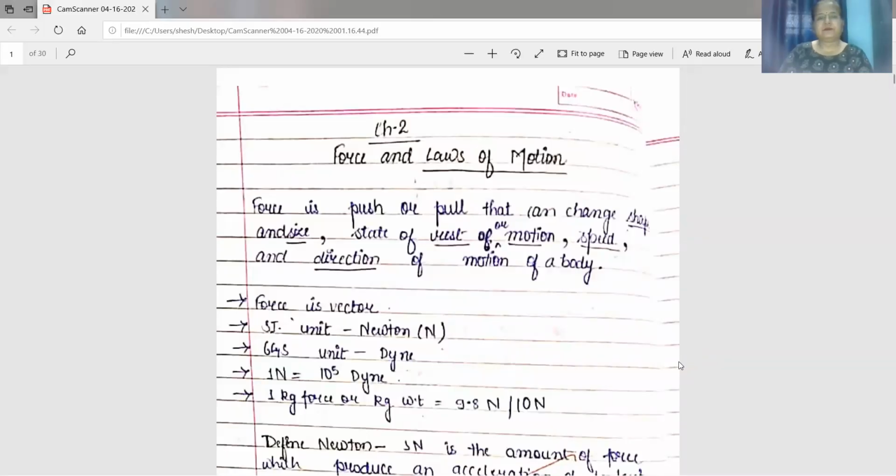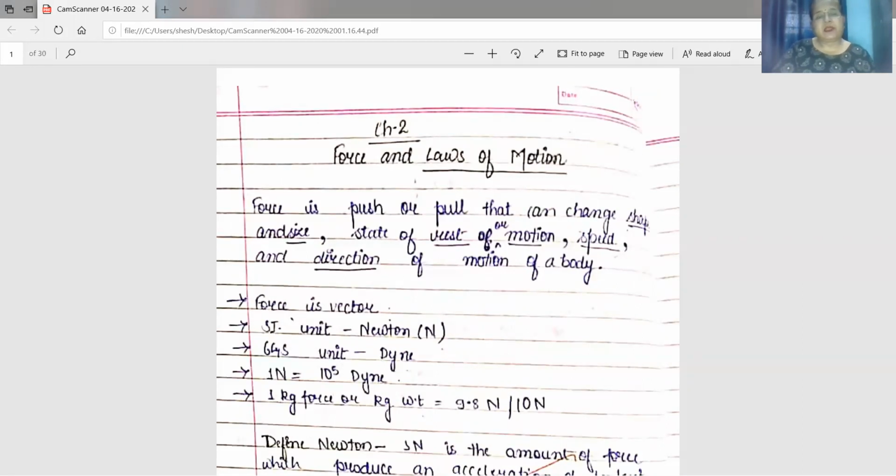Today I will start the next chapter, Force and Laws of Motion. Last year also you have read about force, so let us revise force. What is force? Force is a push or pull, or you can say an external agency that can change shape and size, state of rest or motion, speed of the body, and direction of motion of a body.